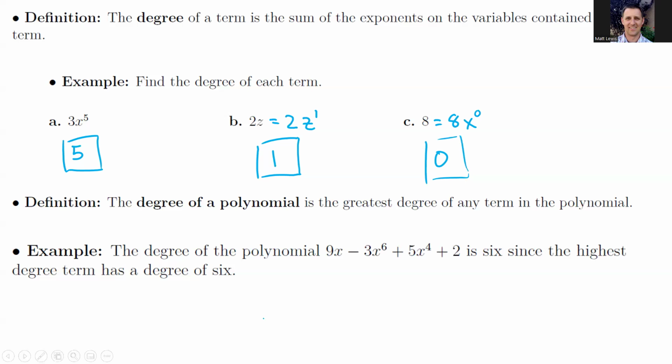So when we talk about the degree of a polynomial, what we're referring to is the highest degree of any term that happens to be in the polynomial. And so in this example, I just scan each term. Which one has the highest degree? Well, of course, that'd be this one. So it has a degree of 6.